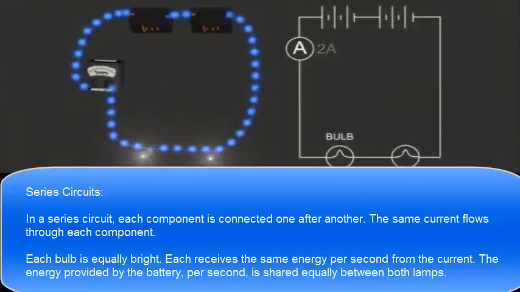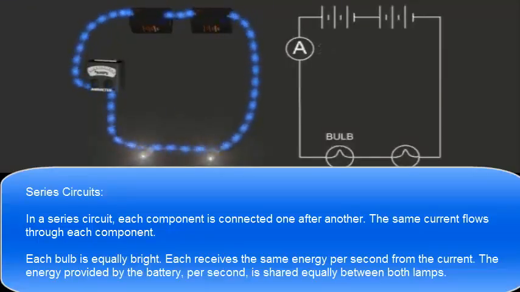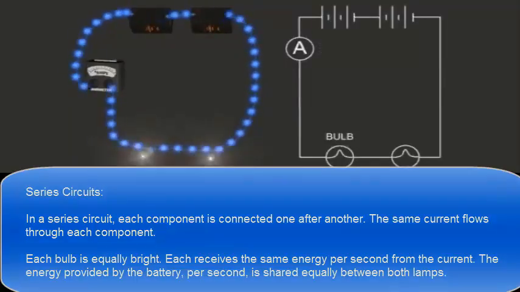Series circuits. In a series circuit, each component is connected one after another. The same current flows through each component. Each bulb is equally bright. Each receives the same energy per second from the current. The energy provided by the battery per second is shared equally between both lamps.